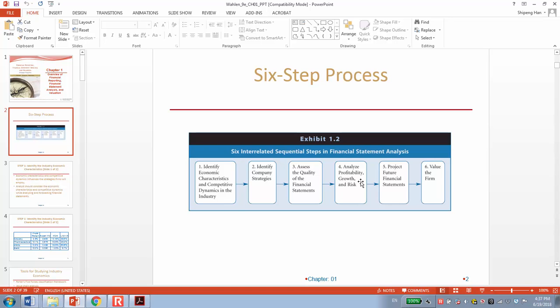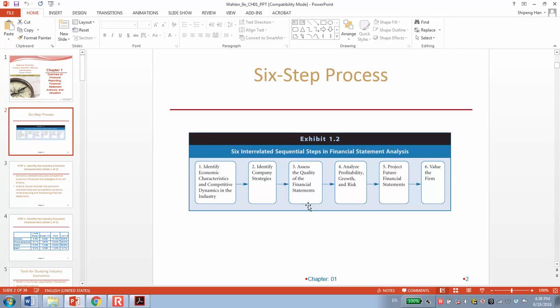And in the future we're going to introduce several tools for profitability and risk analysis. All these analyses are still based on financial statements, actual or historical ones. And don't forget, if the quality of financial statements is not high or not good enough, our profitability and risk analysis is not useful. So we should also assess the quality of financial statements.